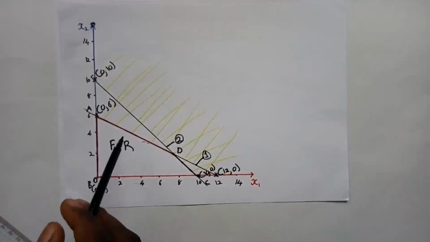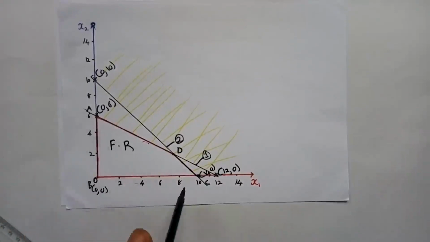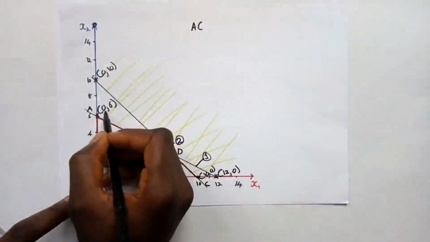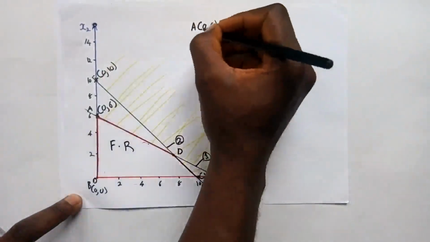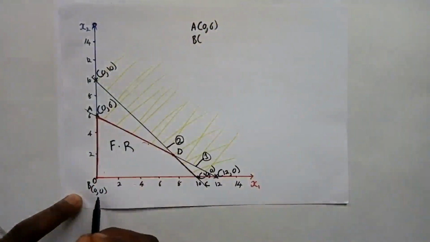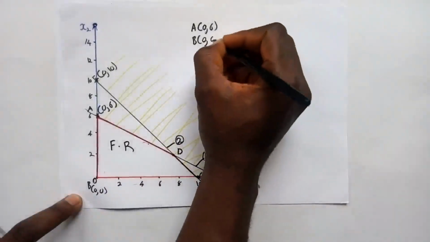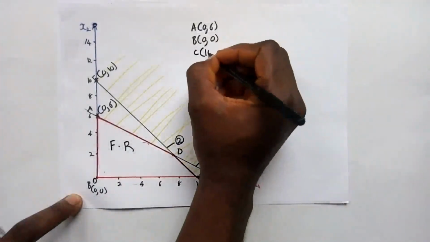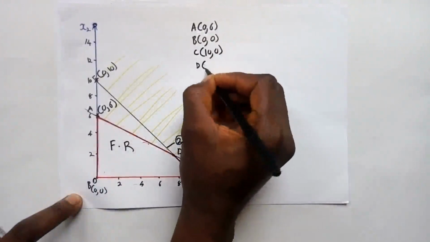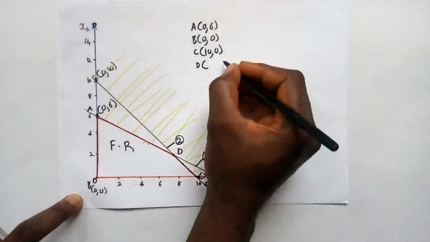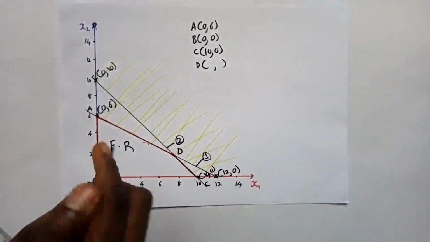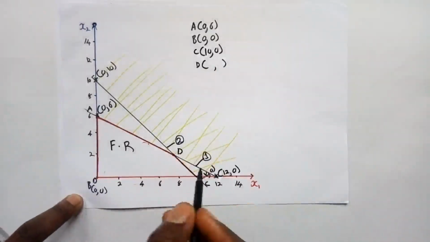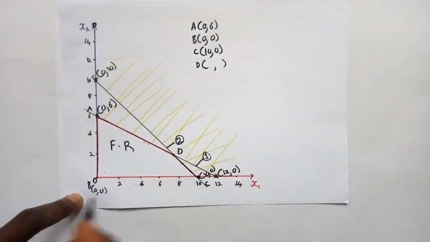So your feasible region is bounded by 4 points: point A, point B, point C, and point D. Point A is 0, 6. Point B is 0, 0. So when S1 is 0, S2 is 0. Point C, when S1 is 10, S2 is 0. And point D. So we want to find this point D, S1 and S2. Which lines form this point? It is the first constraint and the second constraint. So get the equations of the lines which form this point.